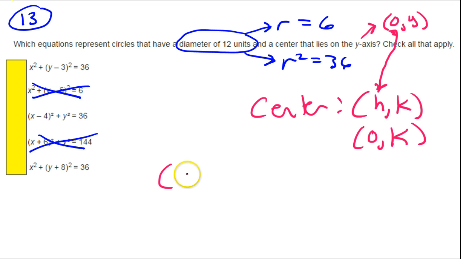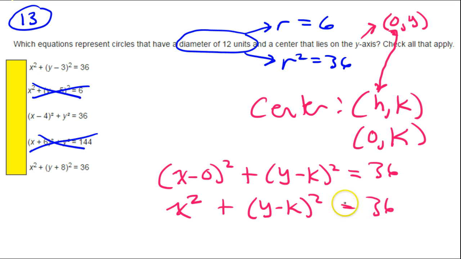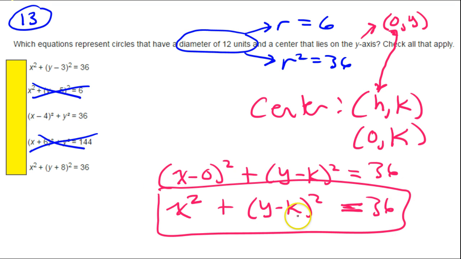So when we go to write our equation of the circle, we would go like x minus 0 squared, and then we'd have our y minus k squared. And we already know the radius squared is 36. So this would be x squared, because we don't need the 0. And then y minus something equals 36. That's an equal sign. So we're looking for the equations that fit this form. Basically, k can be whatever. K could be anything, but it should just be x squared.